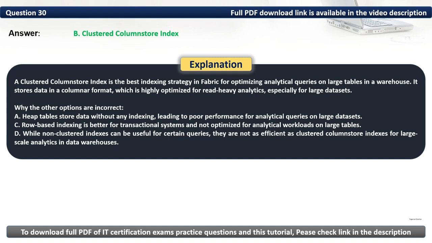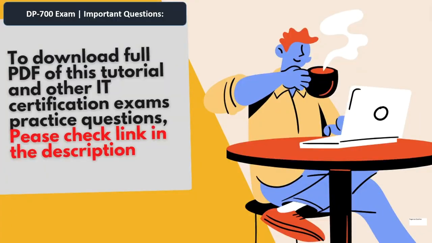Clustered columnstore index is the best indexing strategy in Fabric for optimizing analytical queries on large tables in a warehouse. It stores data in a columnar format, which is highly optimized for read-heavy analytics, especially for large datasets. These were all the questions for this video.